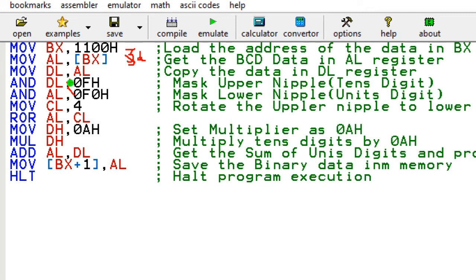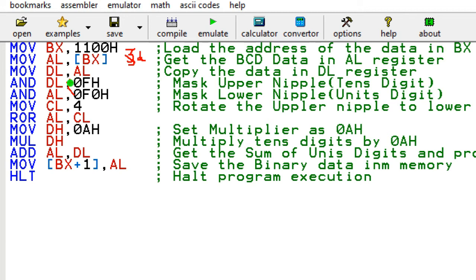After that, move DH comma 0AH. What is the meaning? Set the multiplier as 0AH, because the 10th digit value is multiplied by 0A. That's why the 0A value is stored in the DH register. Then MUL DH. That means this DH value is multiplied by the AL register's value. The result can be stored in the AL register.